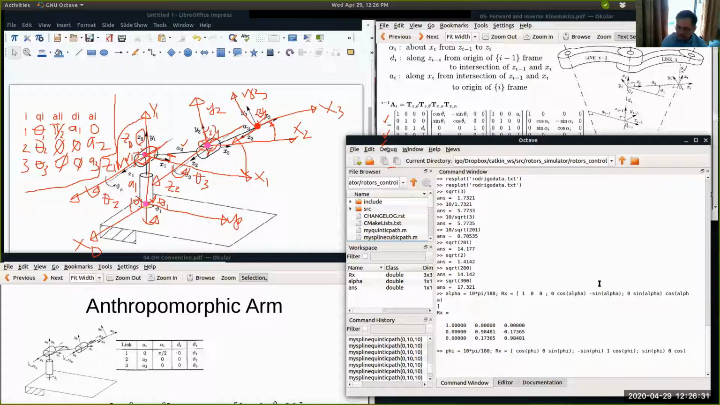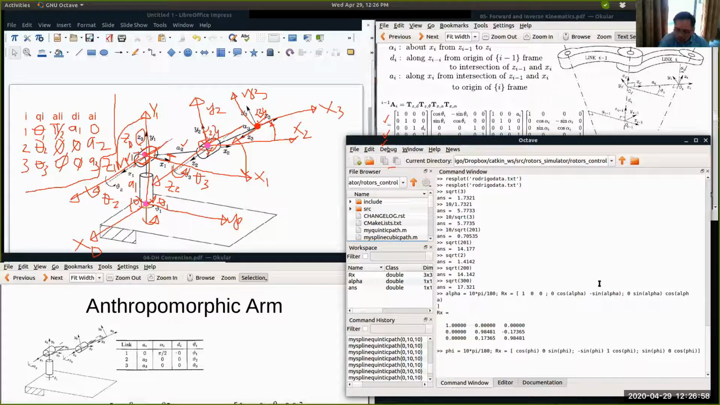Correct? Yeah. Okay. The diagonal terms are cosine. The off-diagonal terms are sine, and then minus sine for the second row, and positive. I think that's correct. How come there are two signs?